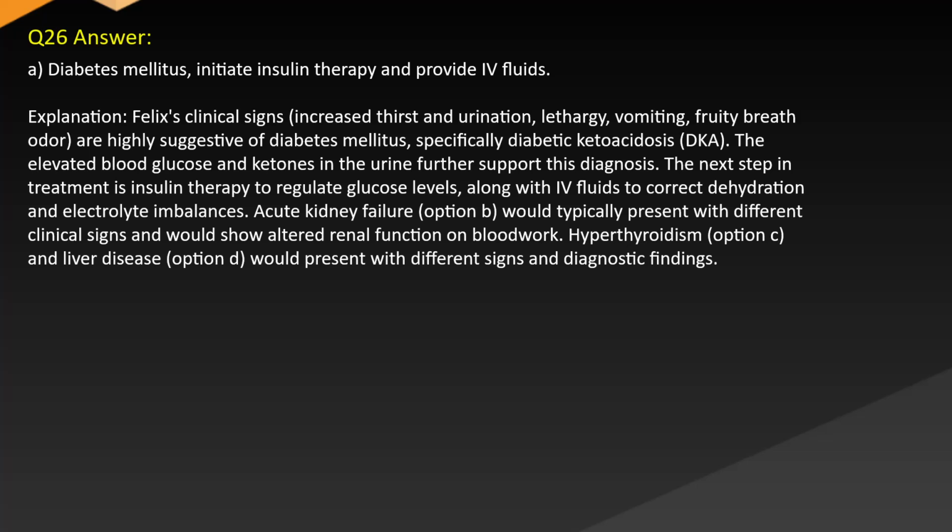imbalances. Acute kidney failure, option B, would typically present with different clinical signs and would show altered renal function on blood work. Hypothyroidism, option C, and liver disease, option D, would present with different signs and diagnostic findings.